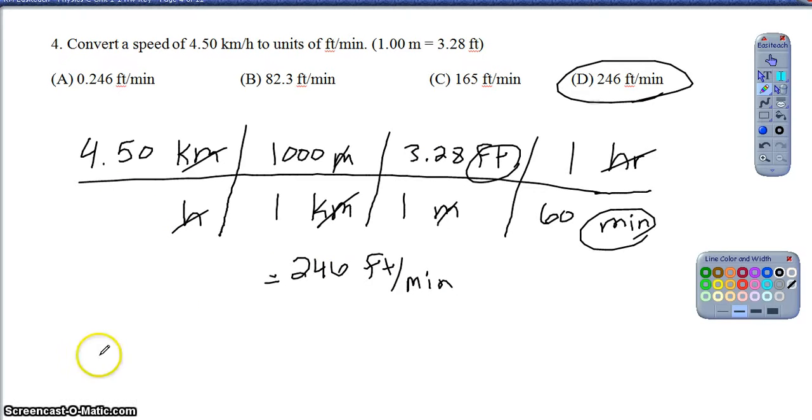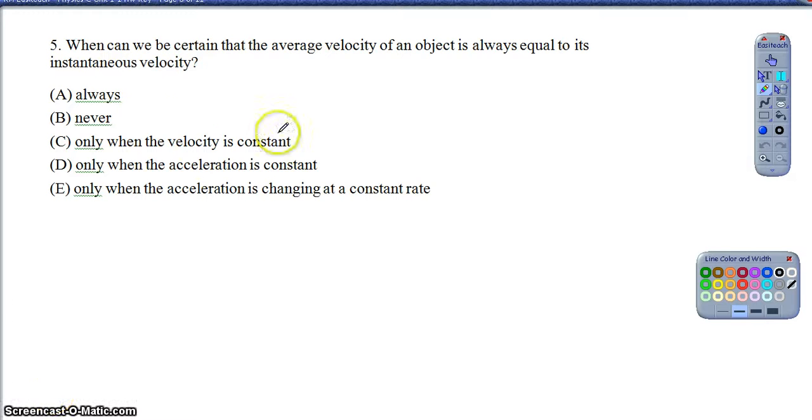Anyway, hopefully this makes sense. Again, if you have trouble with conversions, if you need to review this more, come find me, because it is very important we know how to convert our units throughout the year. This was actually, question 5 here was a concept we covered specifically in class. I did try to bring your attention to it when we looked at it, but it's a good concept to think about.